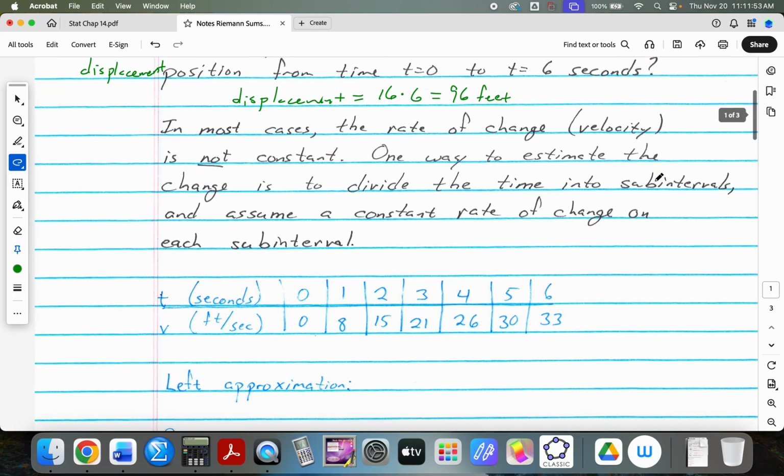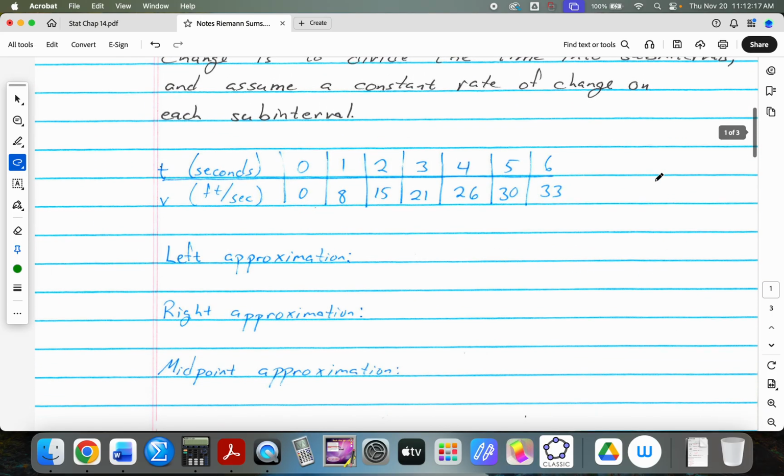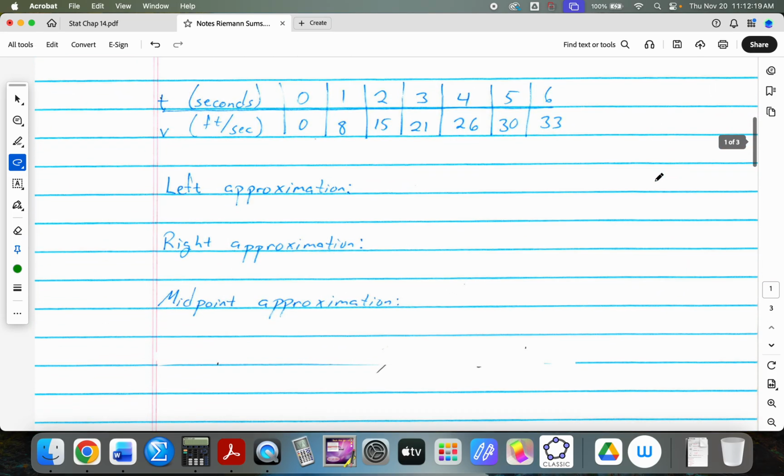All right. Now, in most cases, the rate of change, the velocity, is not constant. One way to estimate the change is then to divide the time into subintervals and assume a constant rate on each subinterval. Now, is that going to give you the exact amount? No. It's just a way to estimate it.